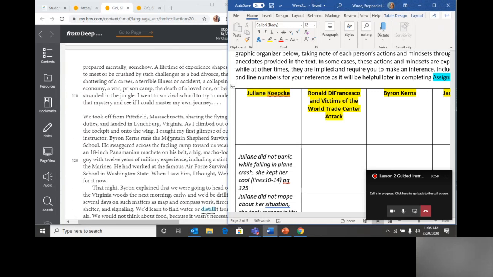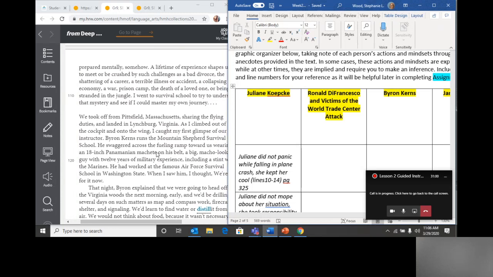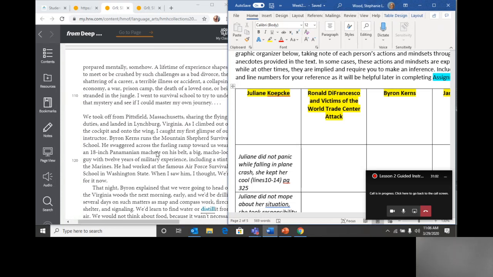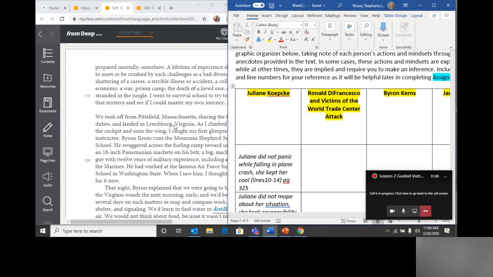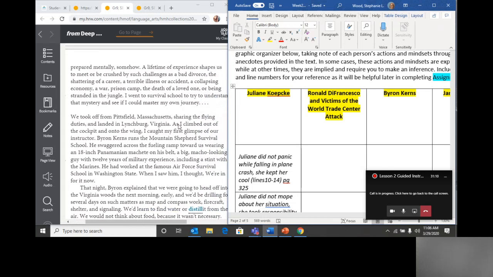So now he's going to talk about his own journey in survival school. We took off from Pittsfield, Massachusetts, sharing the flying duties, and landed in Lynchburg, Virginia. As I climbed out of the cockpit and onto the wing, I caught my first glimpse of our instructor, Byron Kearns. So that guy's on our list too. So whenever he's talking about Byron Kearns, we want to pay attention.